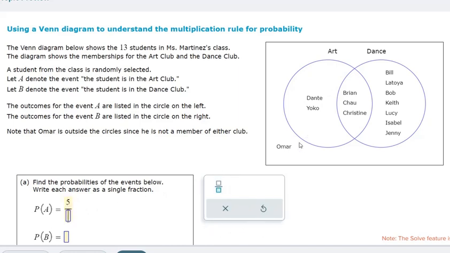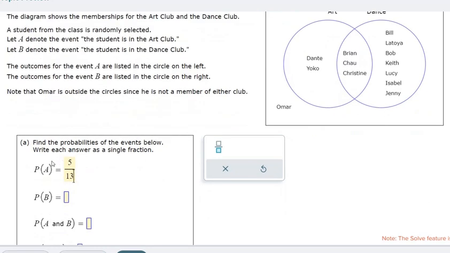total number of options. Actually it says it right up here, 13 people, right? 1, 2, 3, 4, 5, 6, 7, 8, 9, 10, 11, 12, 13. That's it. That's the probability of A. There's 5 people in A out of a total of 13 people.